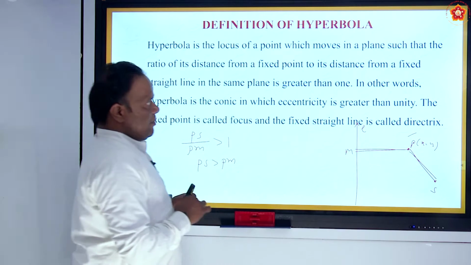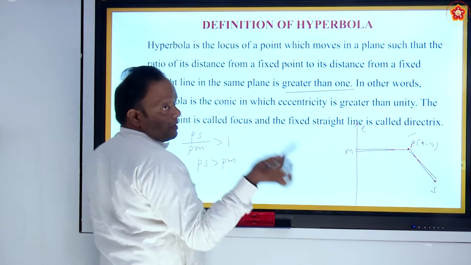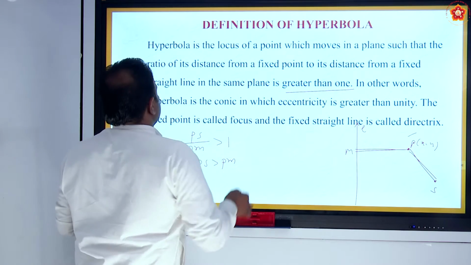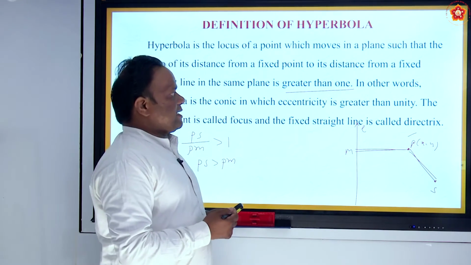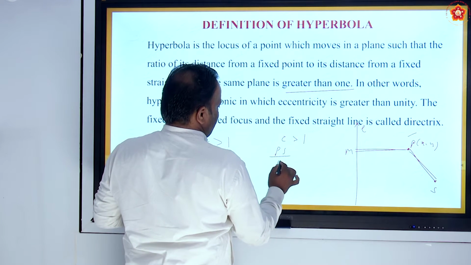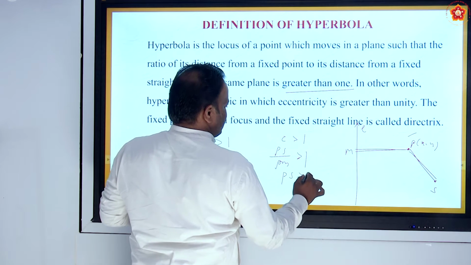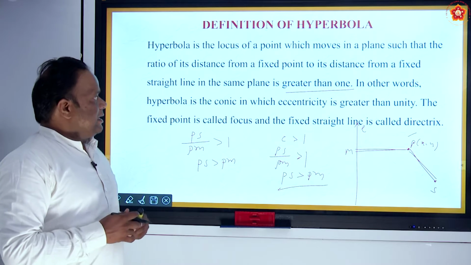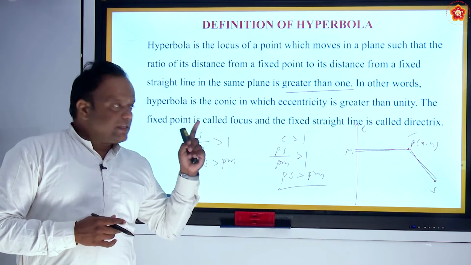Then the conic is said to be a hyperbola when the ratio is greater than 1. In the ellipse it is less than 1, in the parabola it is equal to 1. In other words, hyperbola is the conic in which eccentricity is greater than 1. e is nothing but PS by PM, the constant ratio, which is greater than 1. Clearly we can write PS is greater than PM. In other words, hyperbola is the conic in which eccentricity e is greater than unity. Unity is nothing but 1.